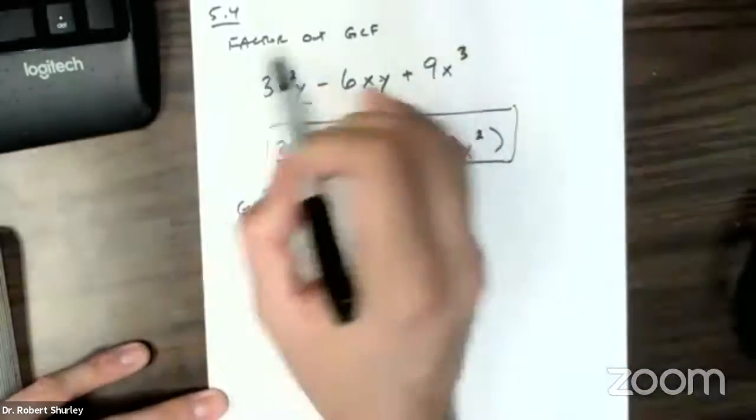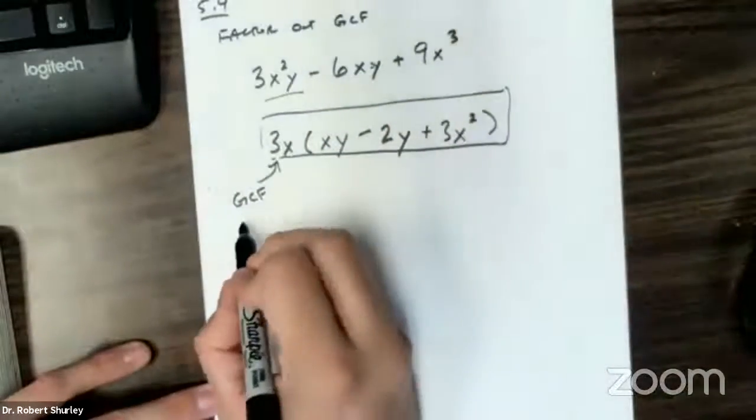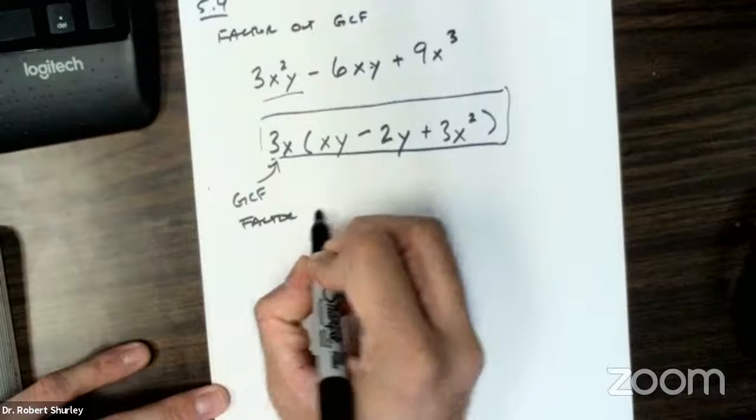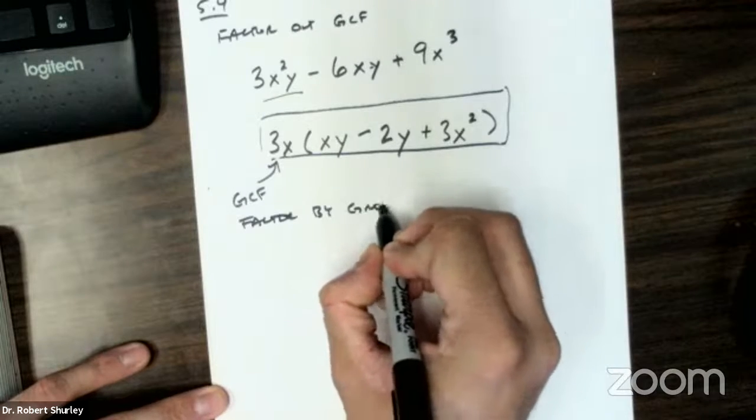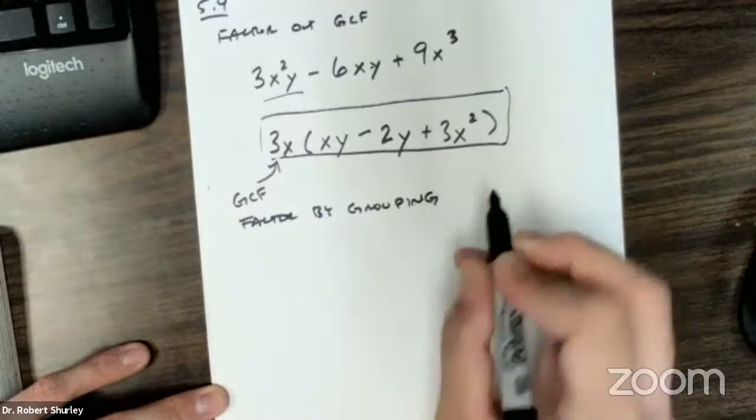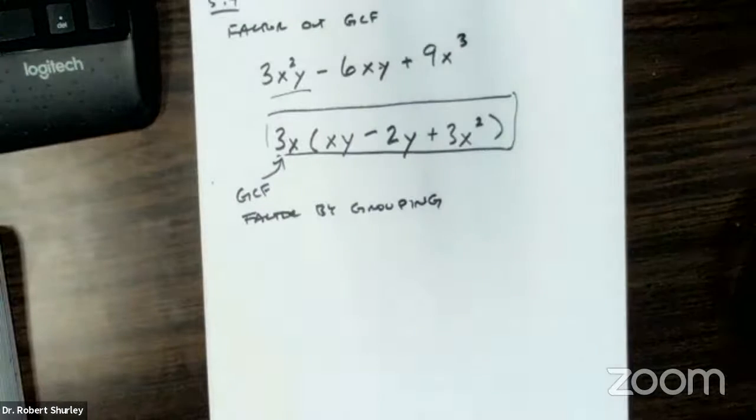Okay, the second part, so that's factoring out the GCF, and then we did factoring by grouping. And remember the indicator on when to use it: if we have 4 terms, we can use this form of factoring.